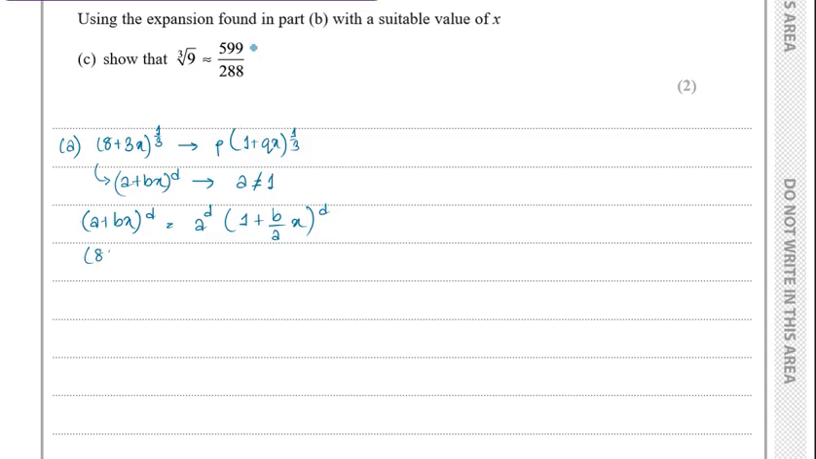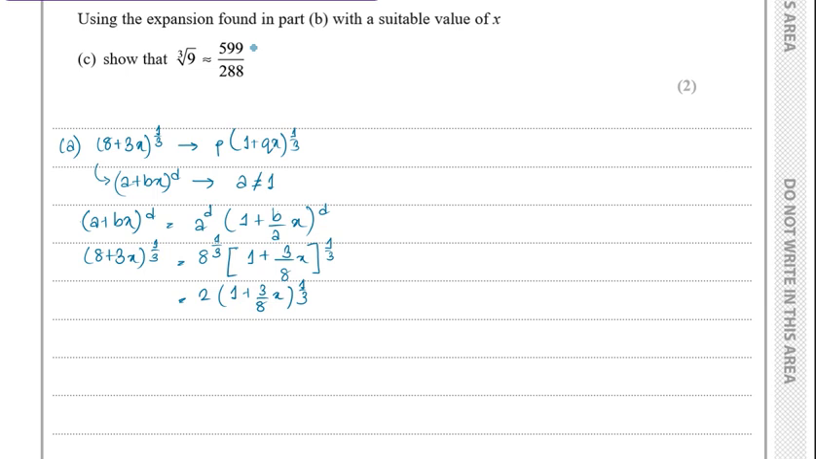So for the given expression, (8 + 3x)^(1/3), a is equal to 8, so at first I will write 8, and d is equal to 1/3, so I'll write 1/3, bracket 1 plus b is 3 here, so I'll write 3, a is 8, x to the power 1/3. And 8 to the power 1/3 is actually the cube root of 8, which is 2, and bracket 1 plus (3/8)x to the power 1/3.